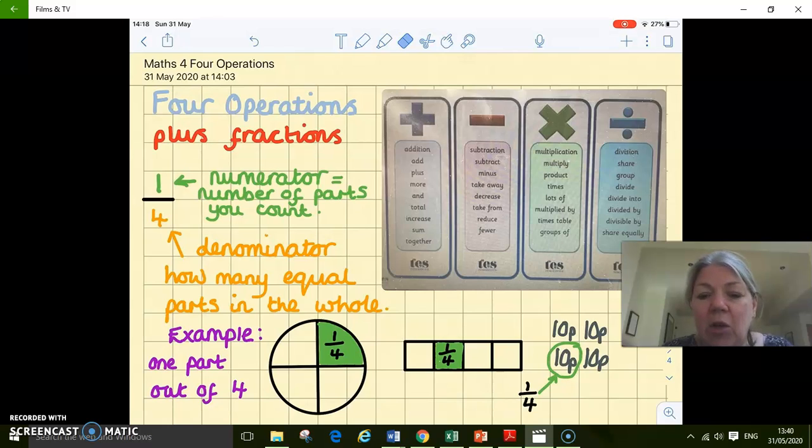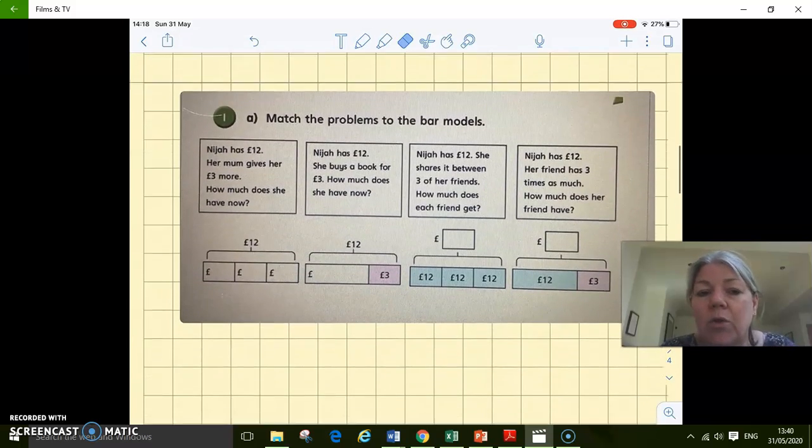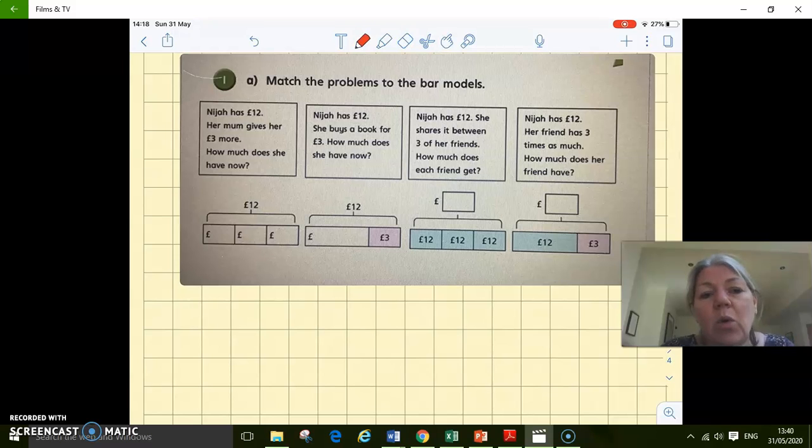I've had a sneaky look through, but I think you're going to be brilliant and I think you're going to be able to do them all. So let's start by looking at one of the first ones. So the first one is all about matching these problems in the boxes.